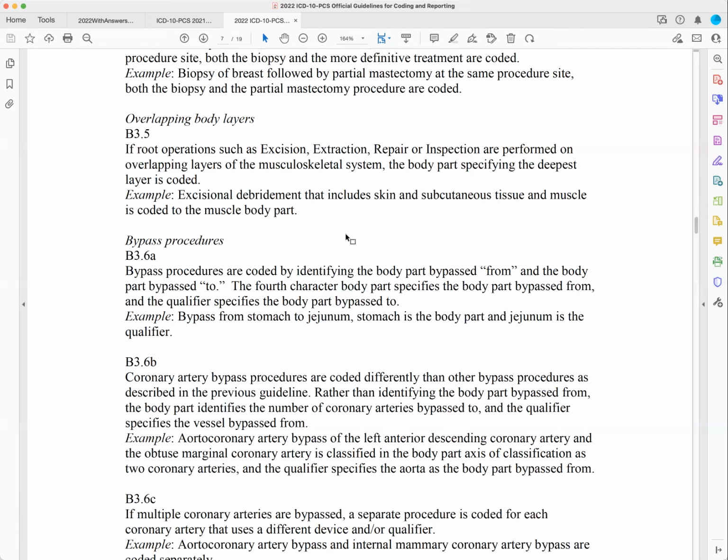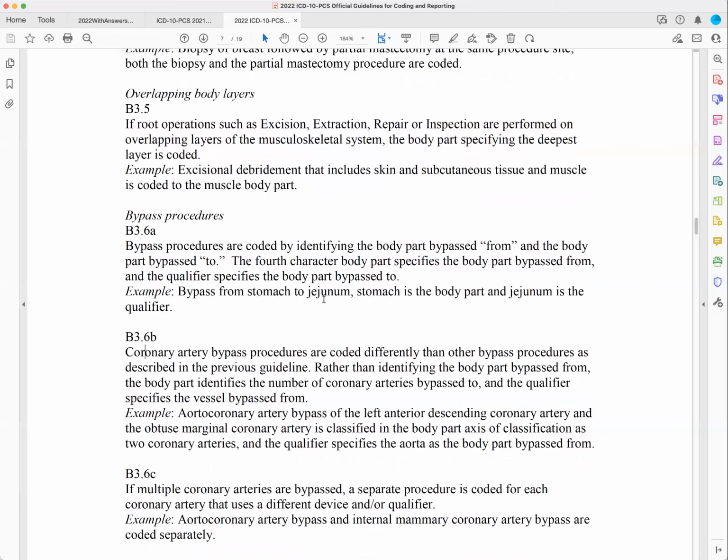Bypass procedures are coded identifying the body part that's bypassed from, and then the body part bypassed to. But a word of caution, we have two separate guidelines here because the coronary bypass procedures are coded differently. So B3.6A applies to all other bypass procedures, and B3.6 applies specifically to coronary artery bypass procedures.